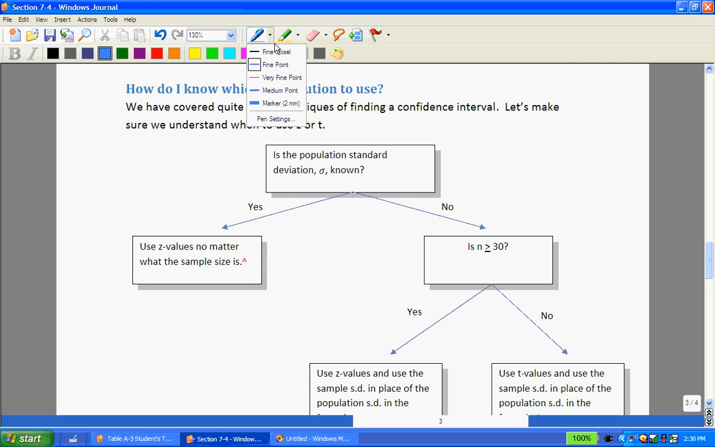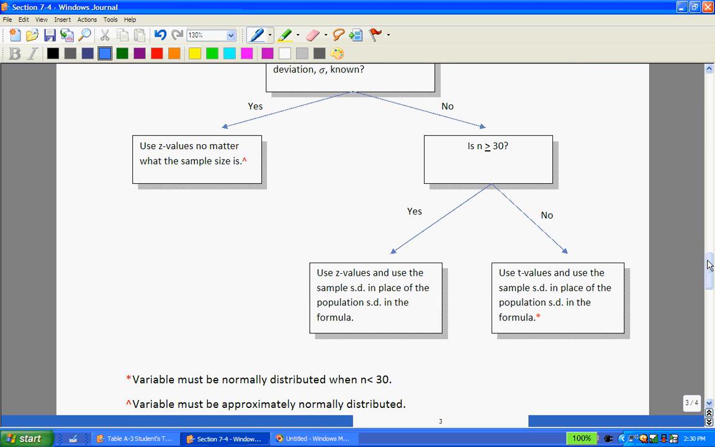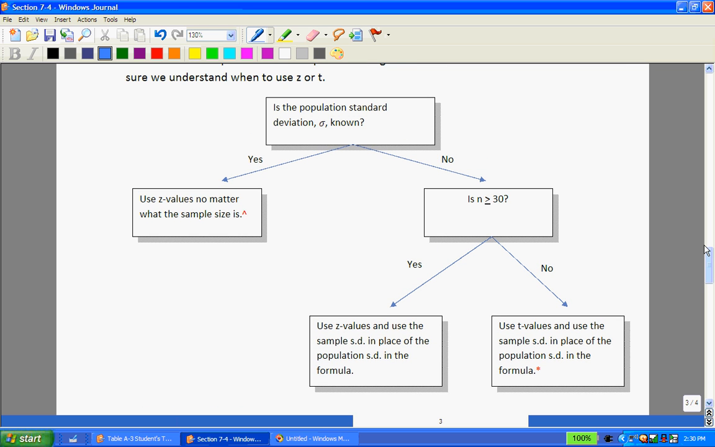If yes, then go ahead and use a z-value no matter what the sample size is, whether it's small or large. Just be careful though, even if the sample is small, it still has to be approximately normally distributed. So there should be some bell-shaped curve to what's going on. So let's say you ask yourself whether the population standard deviation is known, and it's not. It's stated that the population standard deviation is unknown.